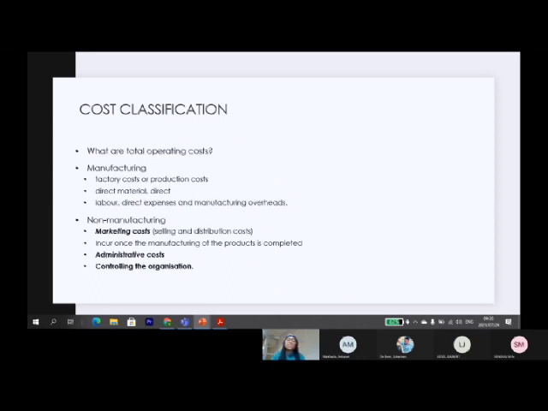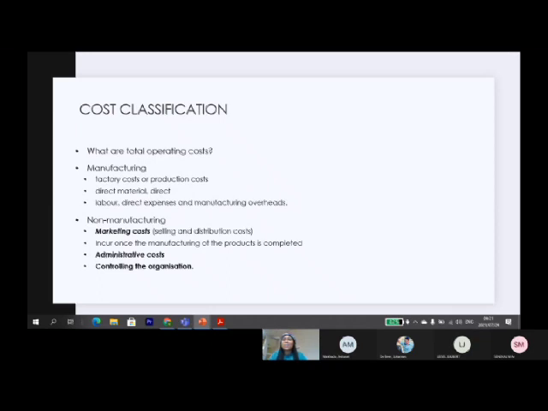So an example of that is that once a product is completed, oh, that's great, that's fine. But remember, you need to now start selling, right? You need to start thinking about selling and advertising this thing so that you can recoup the cost that you just incurred, right? So your non-manufacturing costs are your marketing costs, selling and distribution costs. As I've mentioned, you need to make sure that your product sells so that you recoup your cost. And then administrative costs, those are the ones where you control your organization in order to be operating.